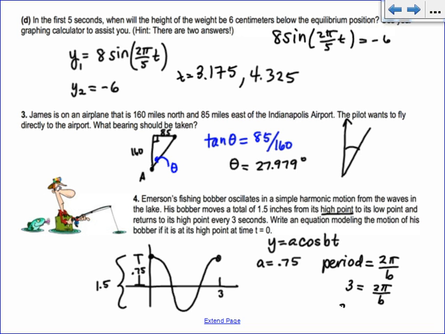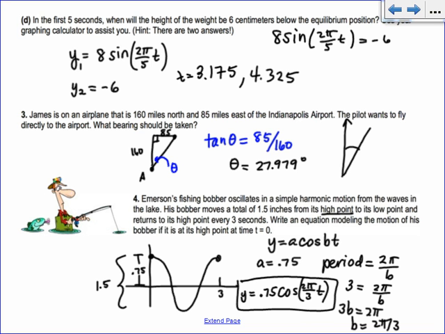So then we can solve for B. If I multiply the B over and divide by 3, I get 2 pi over 3. Okay. So our final function is y equals 0.75, or you can write 3/4, cosine 2 pi over 3 t. That's it. So not as hard as that one. Remember I gave you a Ferris wheel one that was pretty hard one time. So much easier.